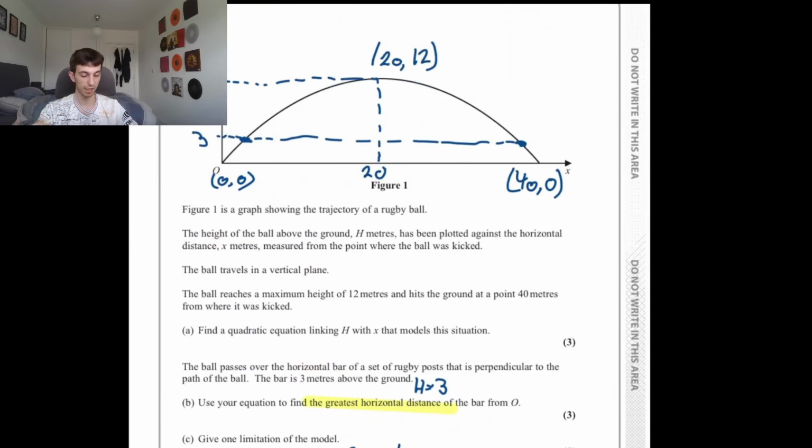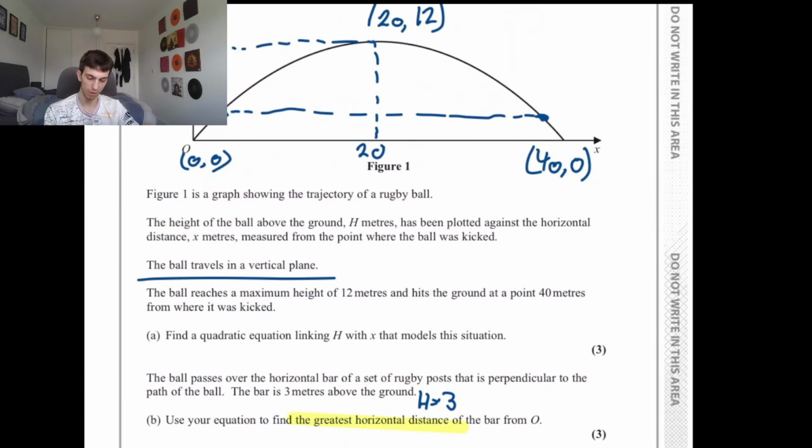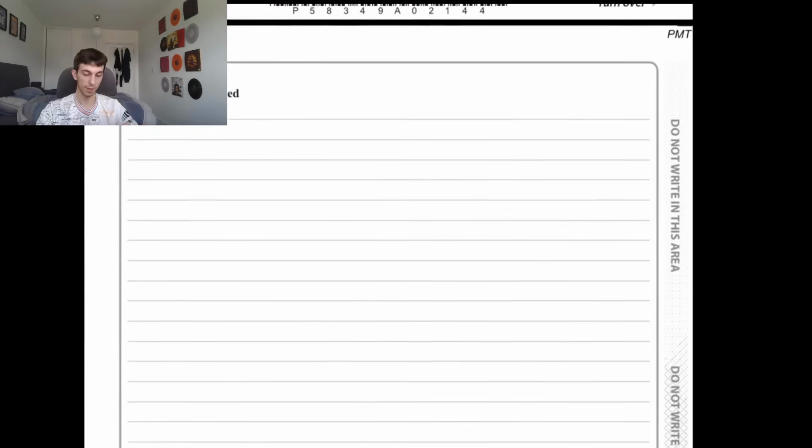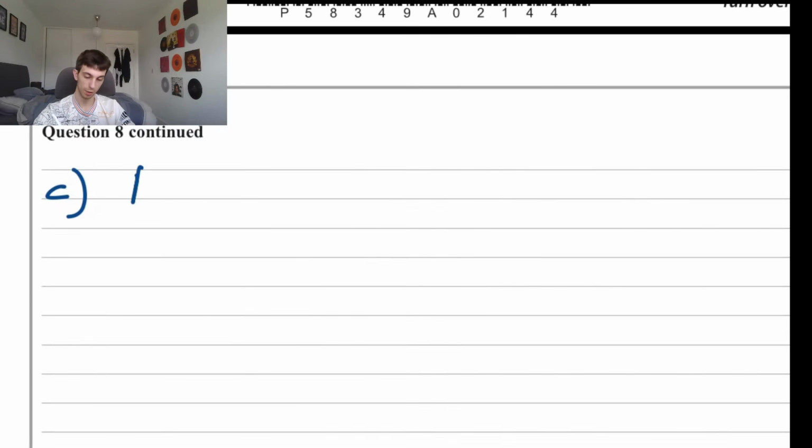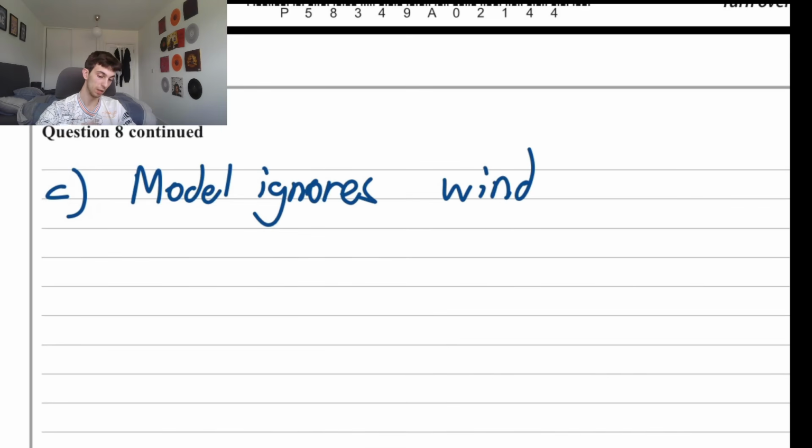So there's quite a few things you can say here. I mean, we're saying the ball travels in a vertical plane. There's many things which we haven't considered. So if you refer to the model when answering this question, I'm going to write down 2 or 3 things that you could say. So 2 things you could immediately say is the model ignores wind, any potential wind blowing that rugby ball around. You could also say it ignores air resistance.